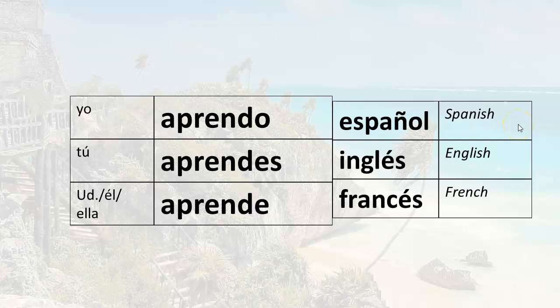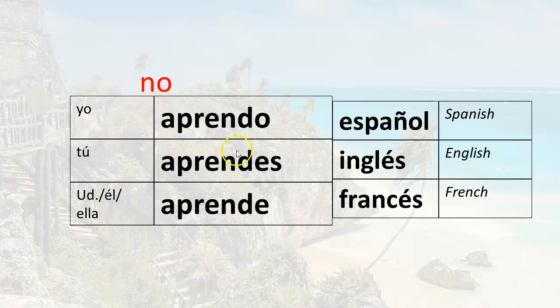Él aprende español. He learns or he is learning English. Él aprende inglés. He learns or he is learning French. Él aprende francés. She learns or she is learning Spanish. Ella aprende español. She learns or she is learning English. Ella aprende inglés. She learns or she is learning French. Ella aprende francés.